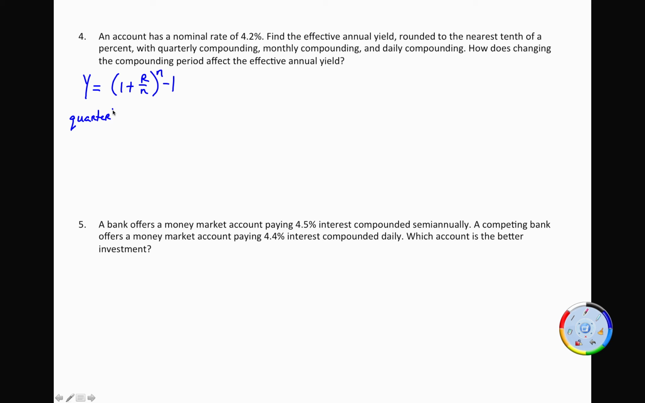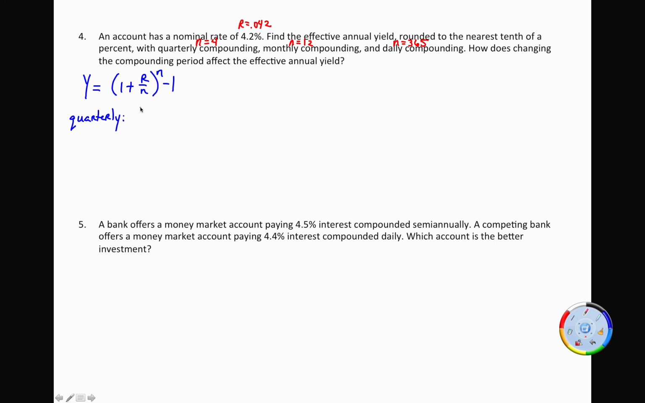Let's do quarterly. Okay, let's go back and figure out our information again. The interest rate is 0.042. Notice the only thing I need here is the number of compounding periods and the interest rate. And on quarterly compounding, N is 4. On monthly compounding, N is 12. And on daily compounding, it doesn't say use 360, so I'm going to use 365.